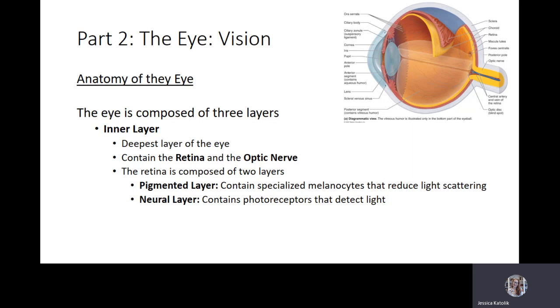There's also going to be the neural layer. The neural layer is going to contain photoreceptors and other types of neuron that are going to integrate and process visual information, and then send that information to the central nervous system for higher levels of integration.